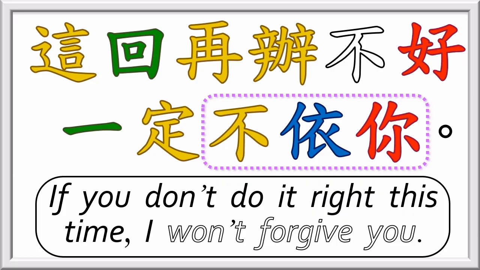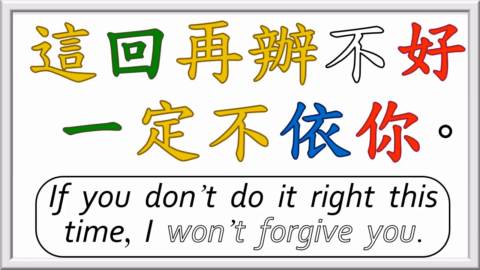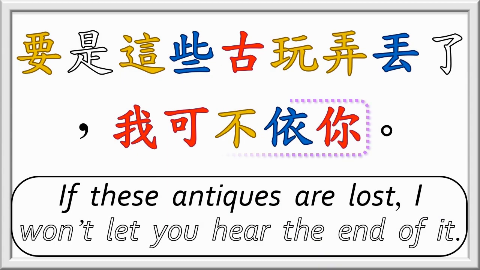In lesson 111, we learned that 怪 means to blame or accuse someone. Now we have a softer version in the character 依, translating more along the lines of to not forgive someone's mistake. Literally, no longer rely on them. 这回再办不好，一定不依你。If you don't do it right this time, I won't forgive you. 要是这些古玩弄丢了，我可不依你。If these antiques are lost, I won't let you hear the end of it.